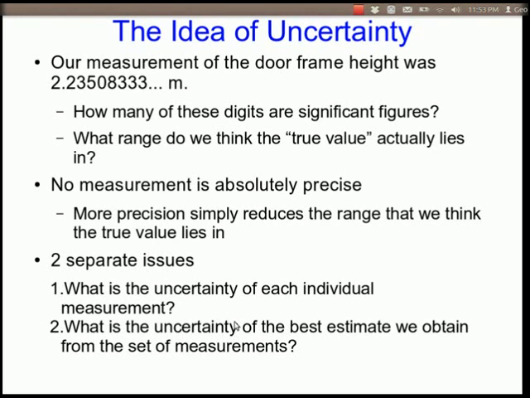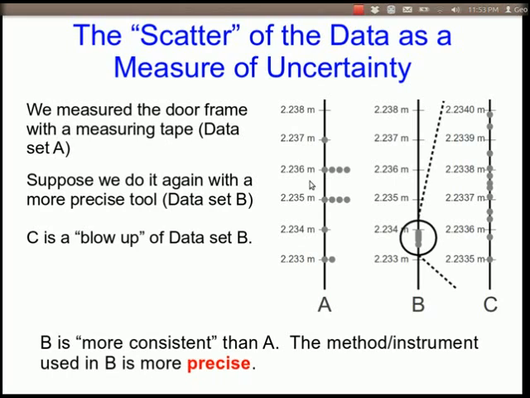And just to illustrate that, here's our data set that we had before. Now, suppose we get a more precise measuring instrument of some sort. I don't know, it could be an interferometer or something. And we set it up and measure the door again, and we get this data set. And this part here is just a blow up of it. So this is what we would call a more precise instrument. The measurements are more clustered. It's more consistent. And what we'd like now is a way of quantifying how precise a measurement is. And this has to do with how much scatter there is in the data. So we'd like to be able to essentially measure how much scatter there is in our data.